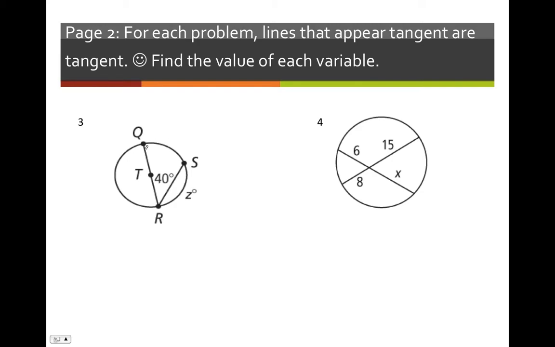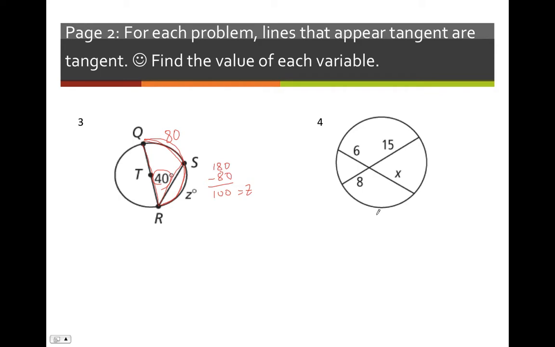Here we have an inscribed angle QRS. The inscribed angle is 1/2 its intercepted arc. Since we know this is 40, this has to be 80. Now I'm using that because I see that Z is part of this semicircle. A semicircle has 180 degrees, so 180 minus 80 leaves me 100 for Z.